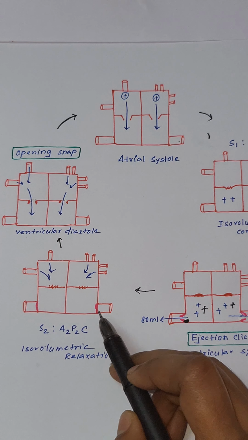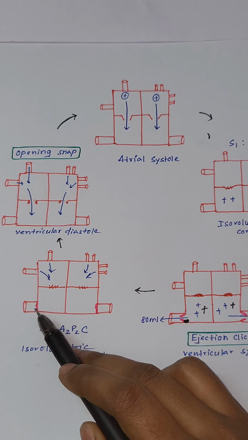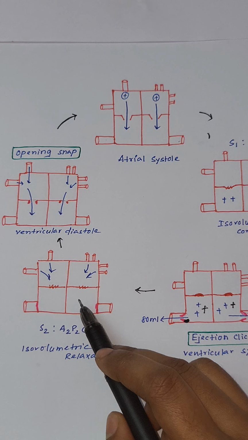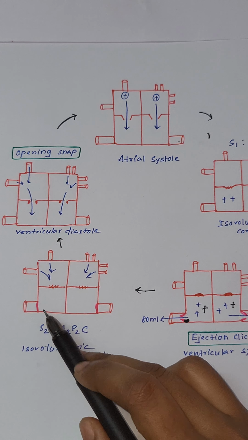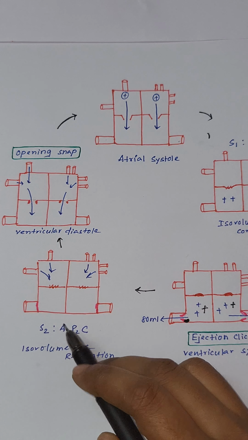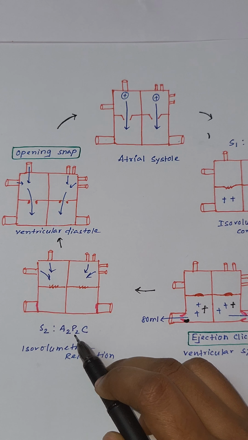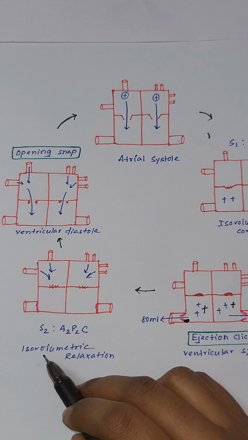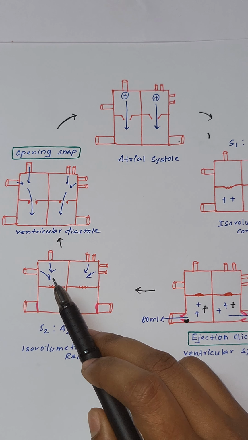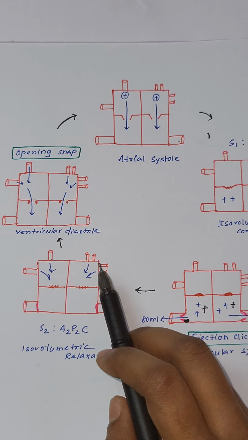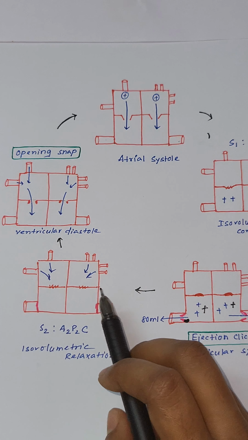After the blood enter into the aorta and the pulmonary artery, the pressure is relatively less in the ventricles. Then the aortic valve and the pulmonary valve are closed. Here we can find S2 sound. We can also write it like A2P2 closure. And here there is an isovolumetric relaxation, when the free flowing of the blood from the inferior vena cava and the pulmonary veins enter into the heart.